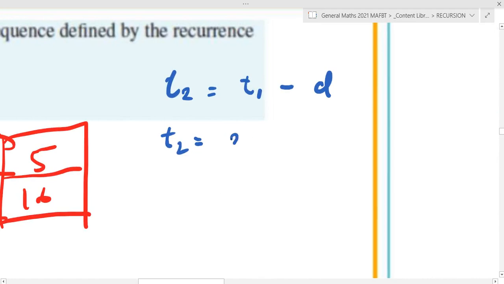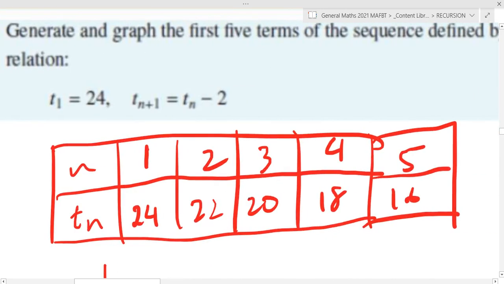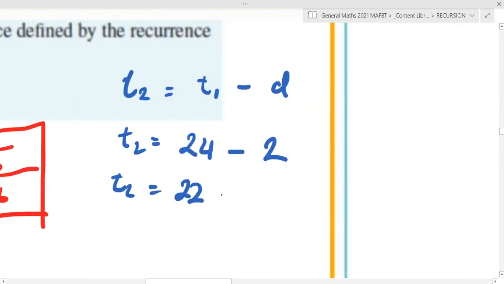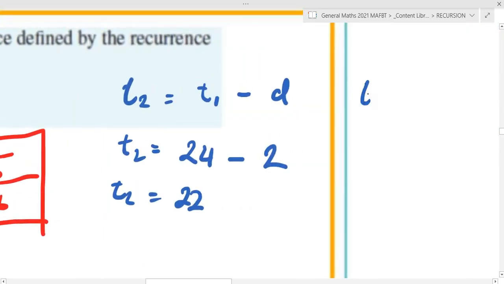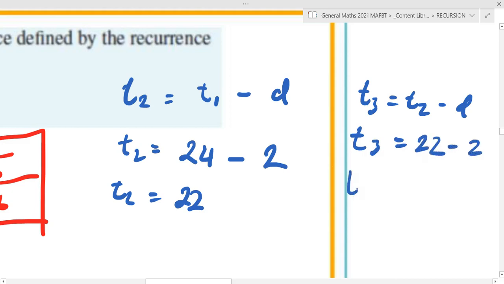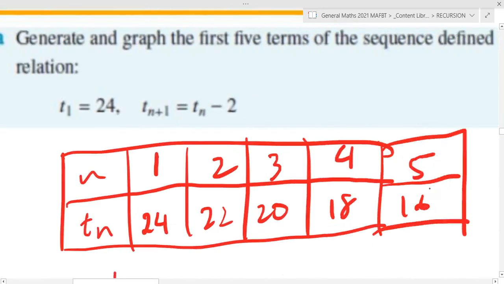Let's fix that. 24, take away the common difference of 2. So that means T2 equals 22, and that's what we have here. Okay, T3, if you wanted to work that out, would be T3 is equal to T2 minus D. So T3 would be 22 take away 2. That means T3 is 20. Okay, and that's what we did.